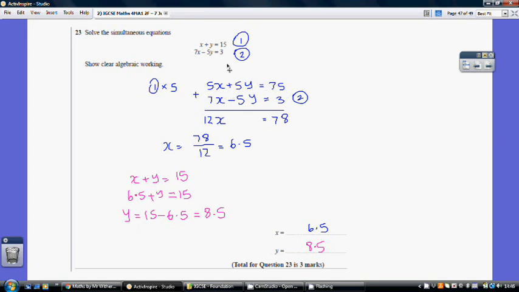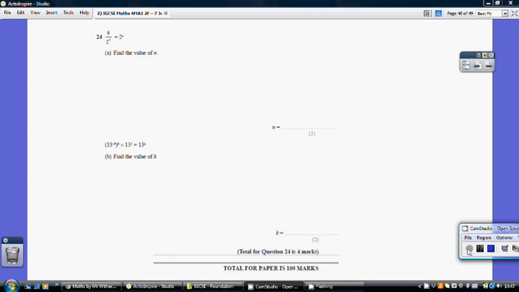Now, if I then line that up with equation 2 below it, I can now see that my y's line up. So if I choose to add these equations together, and I'm going to add them because one of the equations has got plus 5y, the other has got minus 5y. So to eliminate the y term, I need to add these two together.